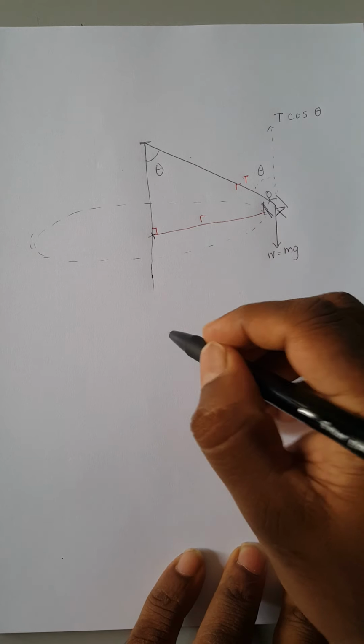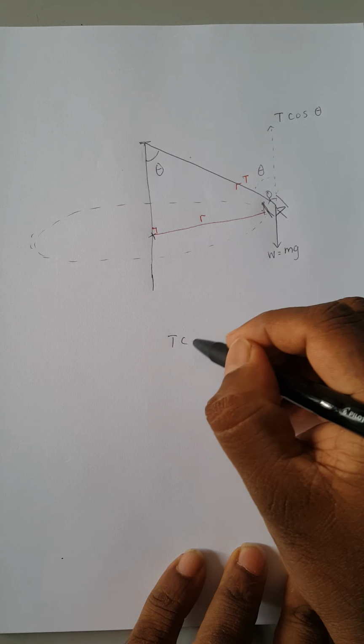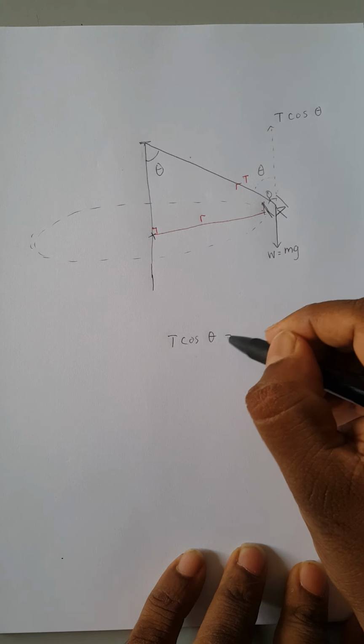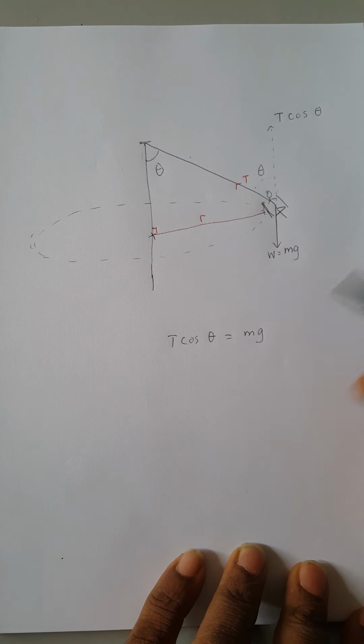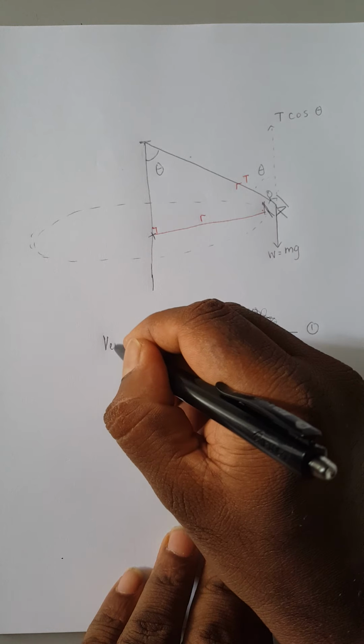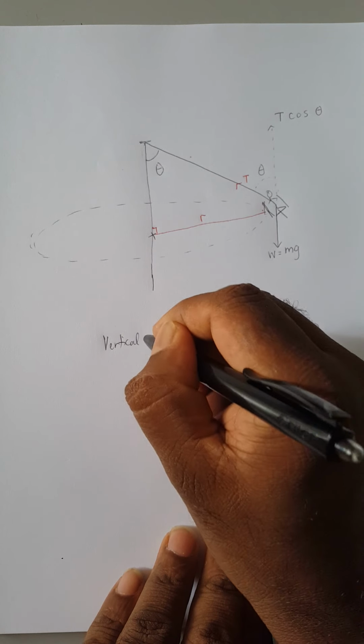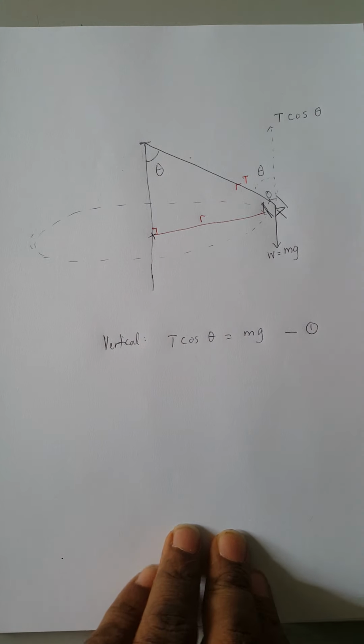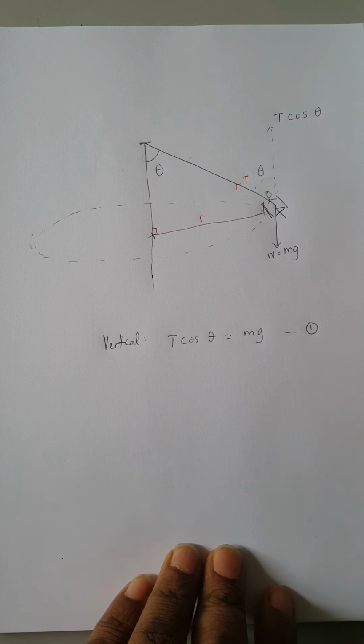From here we can see that the upward force is balanced by the weight downward, so you can write T cos theta equals mg. So you get the first one. This is from the vertical.